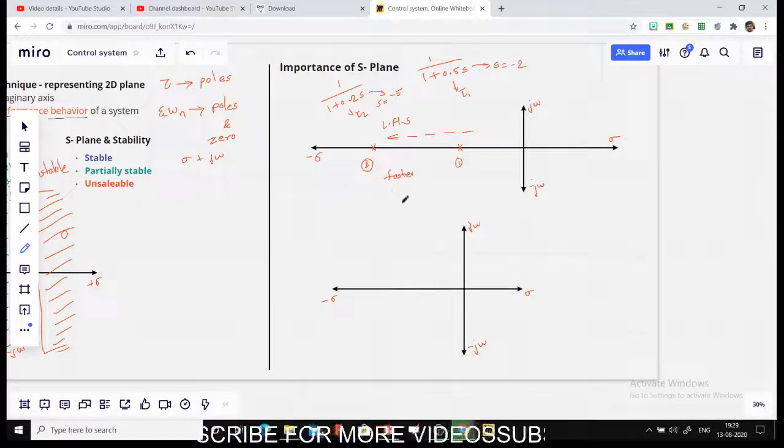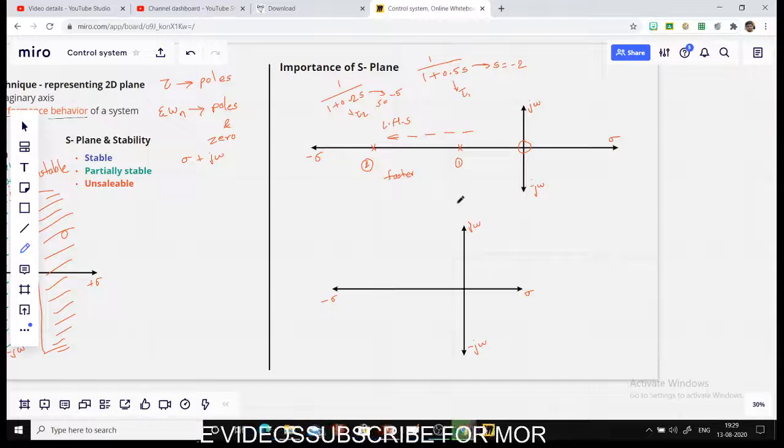This applies to the second order system or any system. If your poles and zeros are moving away from your origin, you can say that the system is going to perform faster compared to a system which is closer to the origin. So that is the first thing, how the location of your poles and zeros will directly reflect into a faster or slower system. As we go towards the origin, the system becomes slow in response, and as we go away from the origin, the system becomes faster.